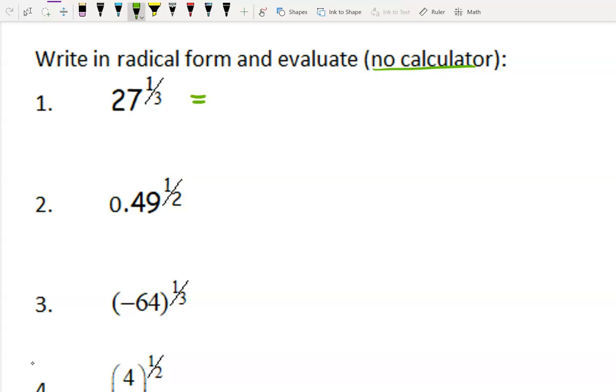So what does 27 to the 1/3 mean? This is the same thing as the third root of 27. So that's radical form. And now I'm supposed to evaluate it. This equals 3. Okay. Let's try the next one.